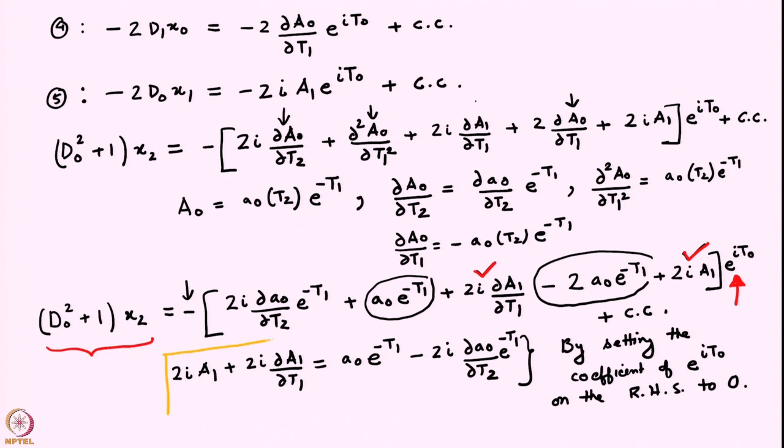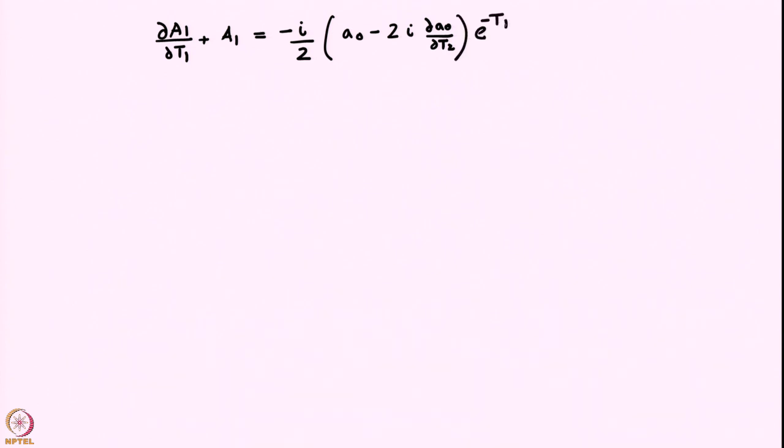So we have to solve this equation. Let us do it. It is easier if we shift the 2i on the left hand side, both terms have a 2i. If I shift it to the right hand side, it becomes a half. There is an i in the denominator, but I can multiply numerator and denominator by i and bring i to the numerator and it becomes minus i because of i square in the denominator. Okay. So, then the equation becomes del A1 by del T1 plus A1 is equal to minus i, as I had told you earlier, and multiplied by half into whatever we had, A0 minus twice i del A0 by del T2, and I am taking the e to the power minus T1 out.